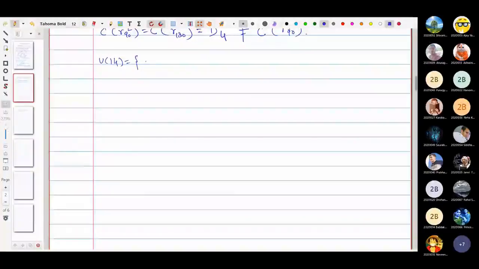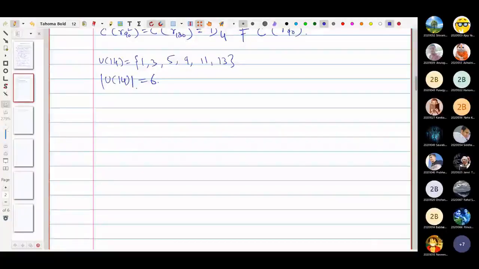U14, anyone who can tell me the elements of U14? Quick reply. 1, 3, 5, 9, 11, 13. So the order of U14 is 6.